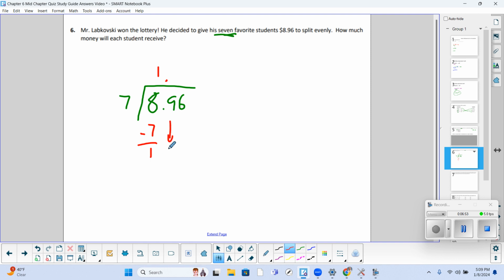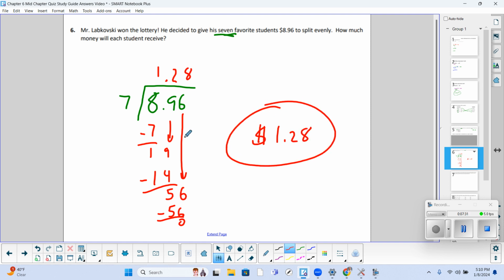I now bring down my 9. 7 goes into 19. Well, 2 times, because 3 times would be too much. 7 times 2 is 14. My remainder is 5. And now I bring down my 6. 7 goes into 56. How many times? Well, 7 times 7 is 49. That's not enough. 7 times 8, that's it. 8 times 7 is 56. My remainder now is 0. So how much money would we split for my 7 favorite students? Each of the students would get $1.28.